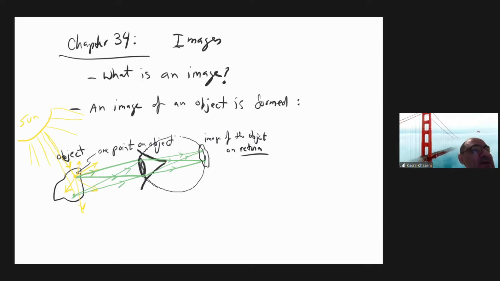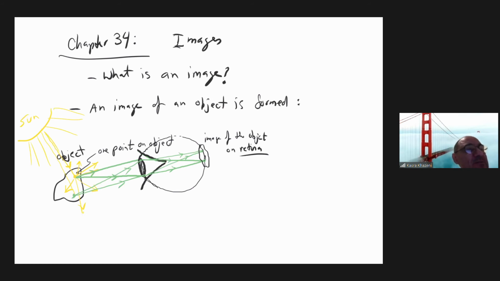It's really an image of the outside world. One point goes to one point, another goes to another, so everything becomes a one-to-one image of an object world, or the entire field of view becomes a one-to-one image on the retina. That's what an image is. Okay? So that's an image.